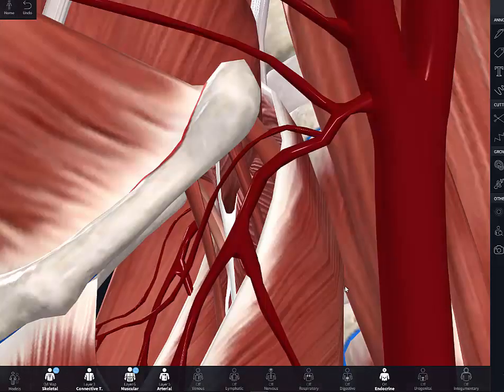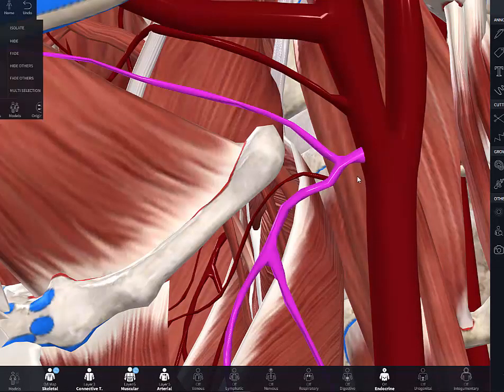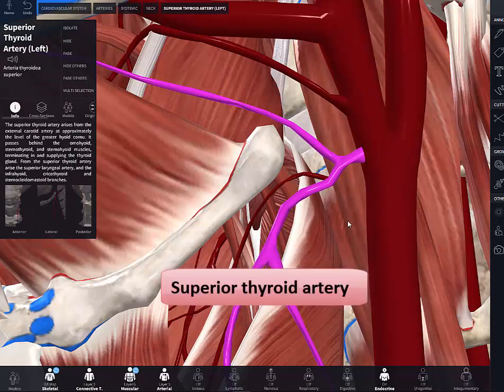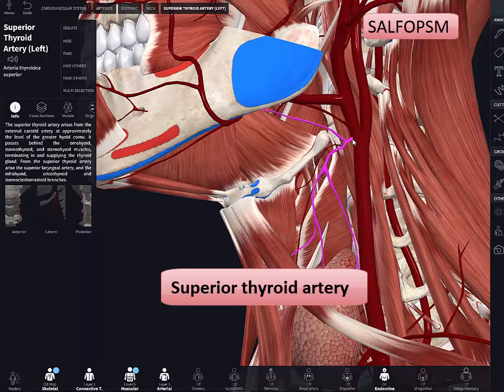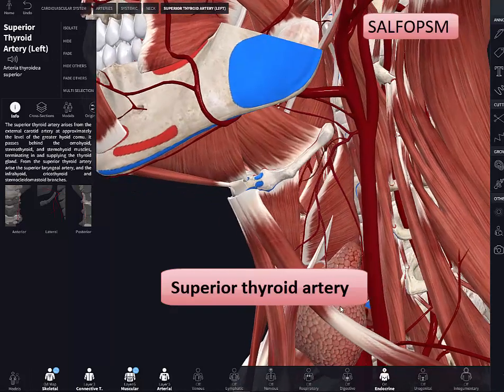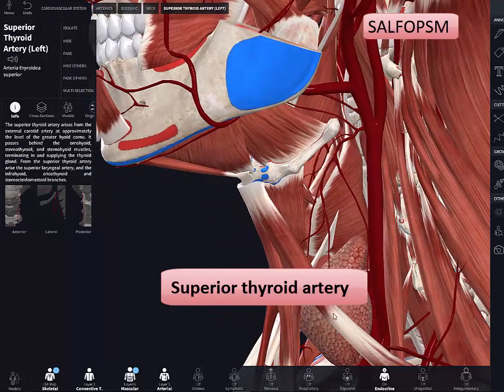So let's start down here. What we can see here is the superior thyroid artery, okay? That would be the first one also of our mnemonic, the SALFOPSUM mnemonic. You can see the superior thyroid artery comes off of the ECA. It arises at approximately the level of the greater hyoid cornu, which is this region over here. It'll pass deep to the omohyoid muscle, deep to the sternothyroid and the sternohyoid muscle, and it travels inferiorly and supplies the superior part of the thyroid gland.